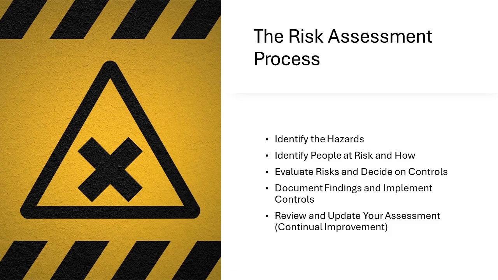The risk assessment process consists of 5 steps. Step 1: Identifying hazards. Step 2: Identifying people at risk and how. Step 3: Evaluating risks and deciding on controls. Step 4: Documenting findings and implementing controls. And Step 5: Reviewing and updating your assessment. Following these steps will help you identify and manage potential hazards in your workplace.